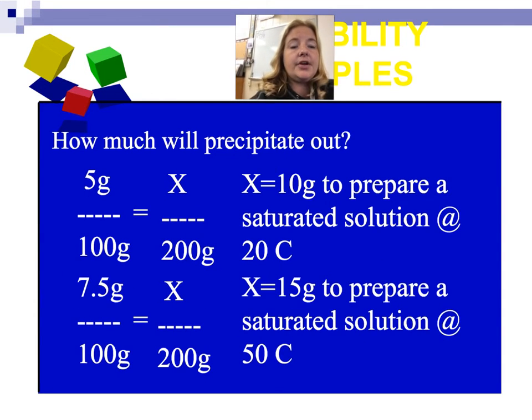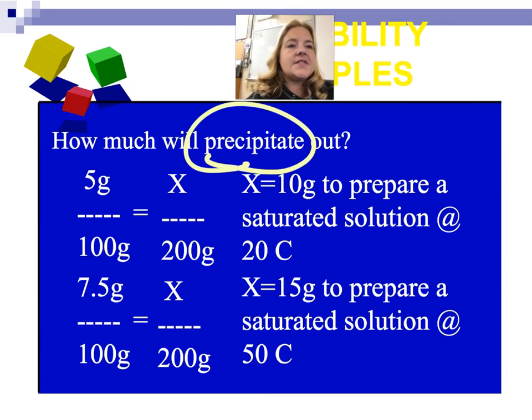Now let's consider another thought. How much will precipitate out? We've seen this word precipitate before when we looked at some different chemical reactions. A precipitate is a solid that forms. Because we're not going to be able to fit as much of the solute in at that lower temperature, some of the material is going to solidify and precipitate out. So it's going to be a solid that actually forms. And this is how they make rock candy.